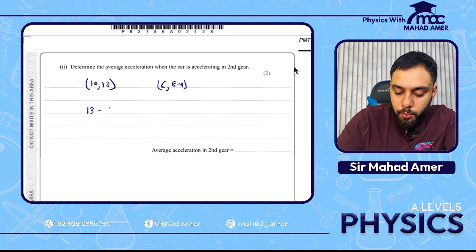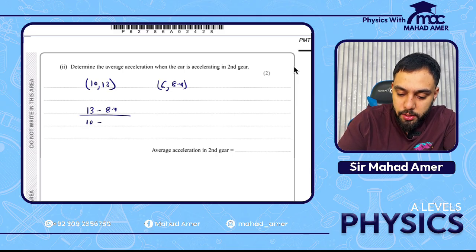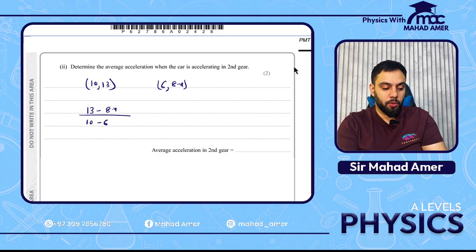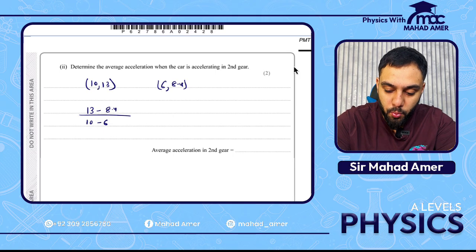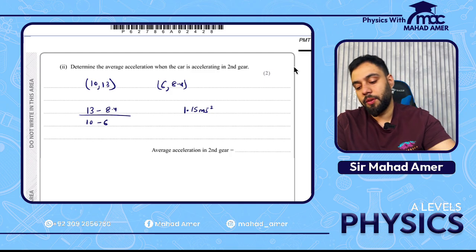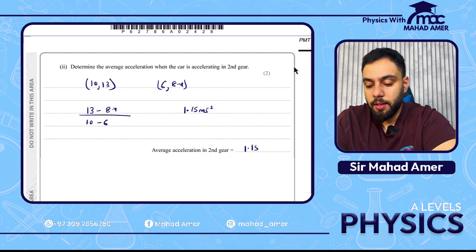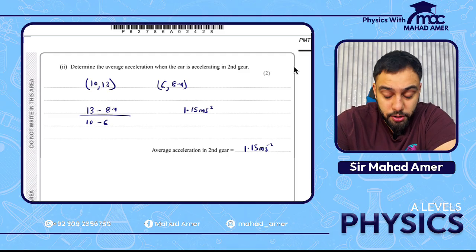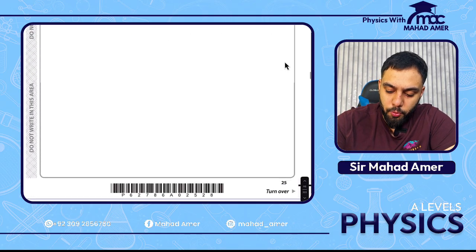Y2 minus Y1 over X2 minus X1. You can just calculate the gradient. 13 minus 8.4, and the answer is to be divided by 10 minus 6. You would get a value of 1.15 meters per second squared. You don't need to worry about this, there's a huge range in your answers when these types of questions come up. All right, moving on to the next one.